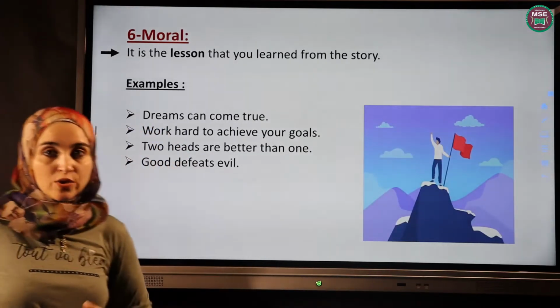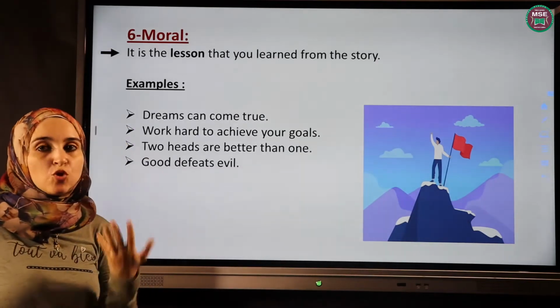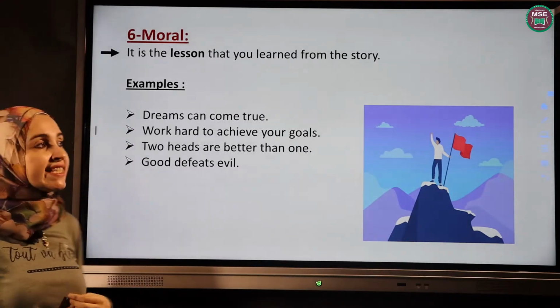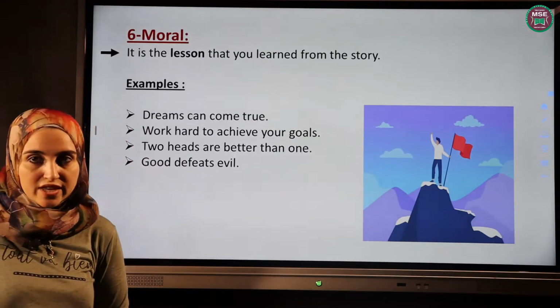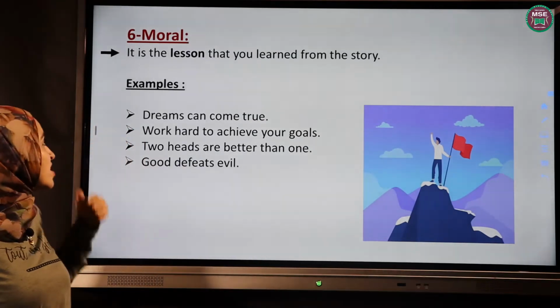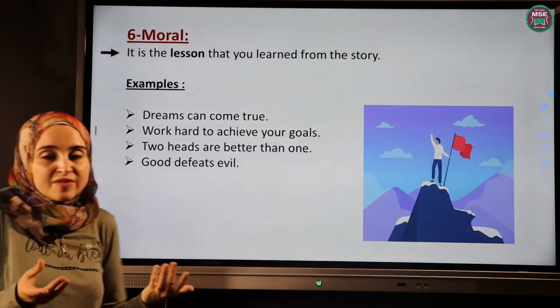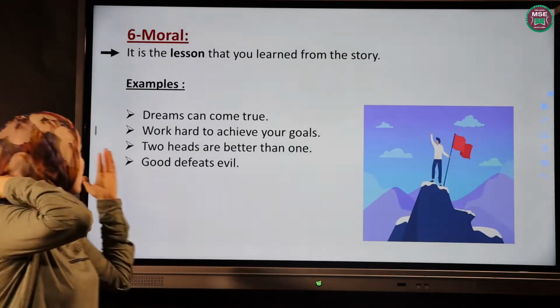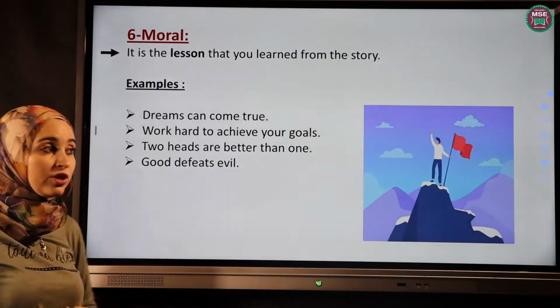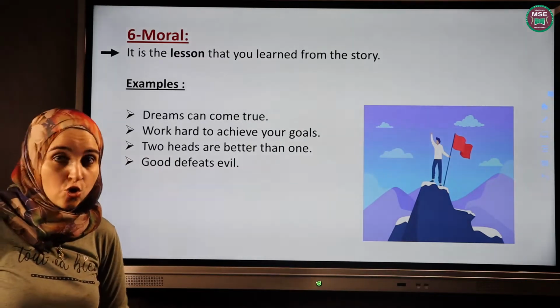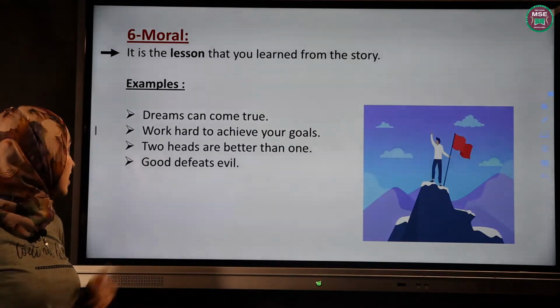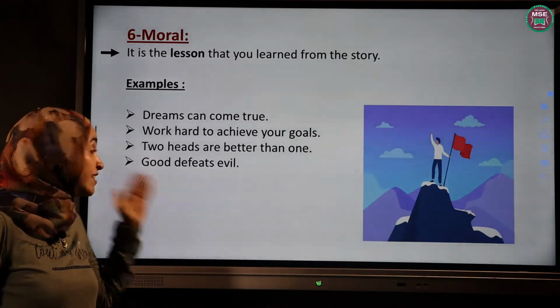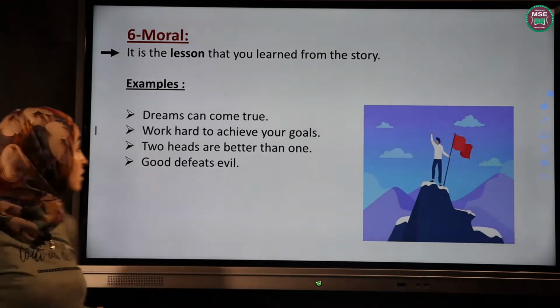The last story element we have is the moral. The moral is the lesson or the lessons that you will learn from the story that you will read. For example, dreams can be true. Work hard to achieve your goals. 2 heads are better than 1. Good defeats evil.